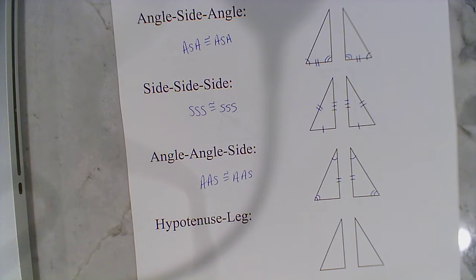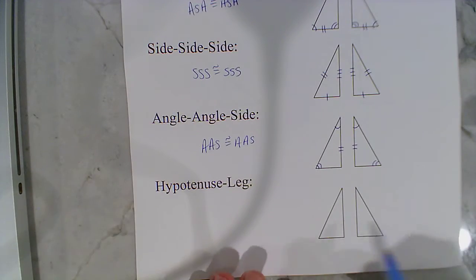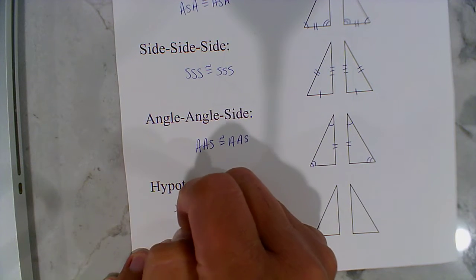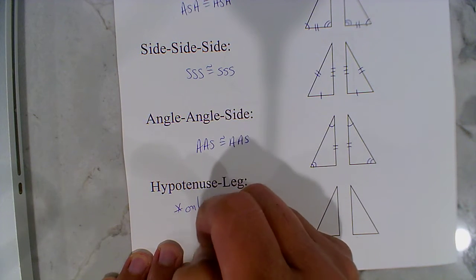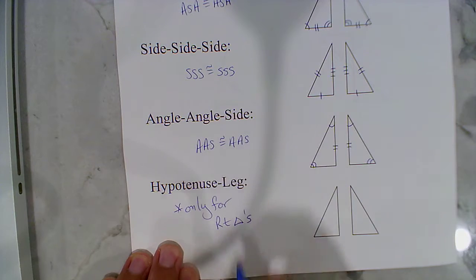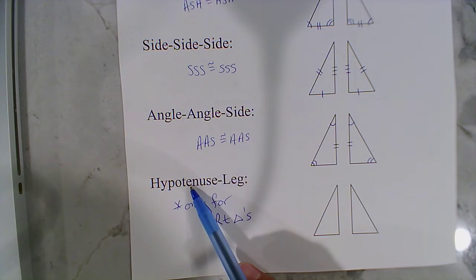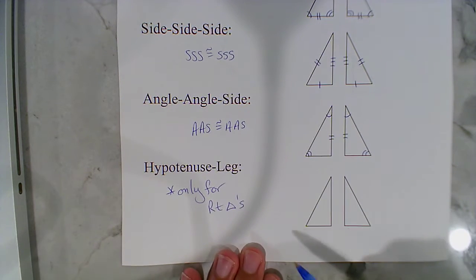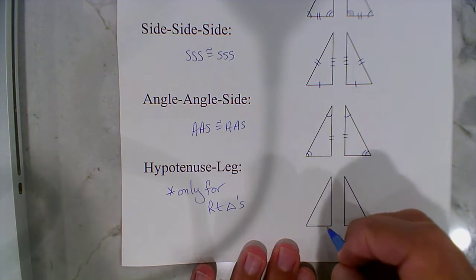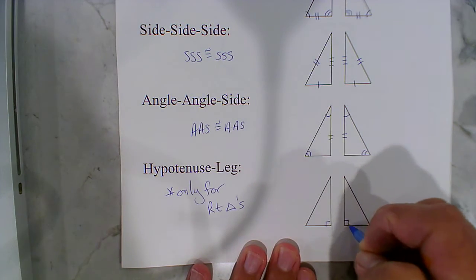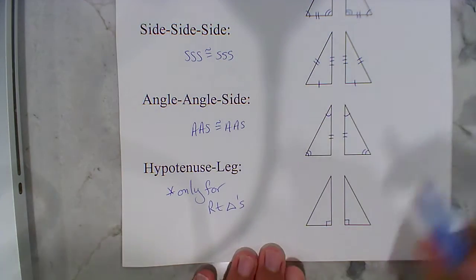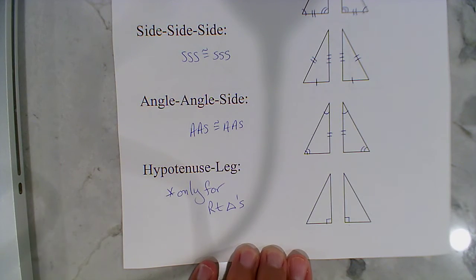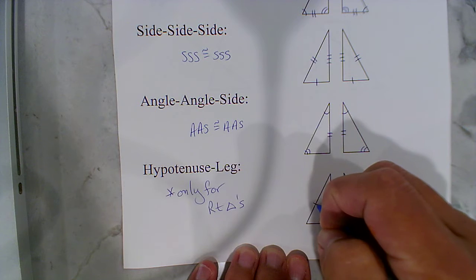Now, lastly, hypotenuse, leg is a tricky one. This is only for right triangles. Because think about it: regular triangles don't have hypotenuses. Only right triangles have hypotenuses. So if you know you're dealing with a right triangle, which means you know that these are right angles, now you can look. Where is the hypotenuse? The hypotenuse is across from the right angle.